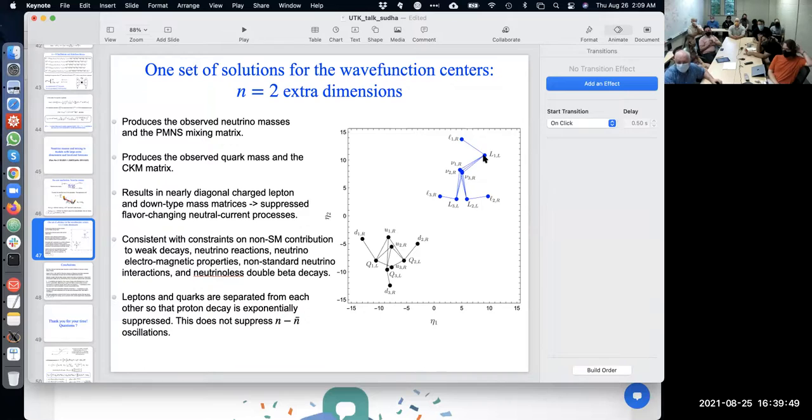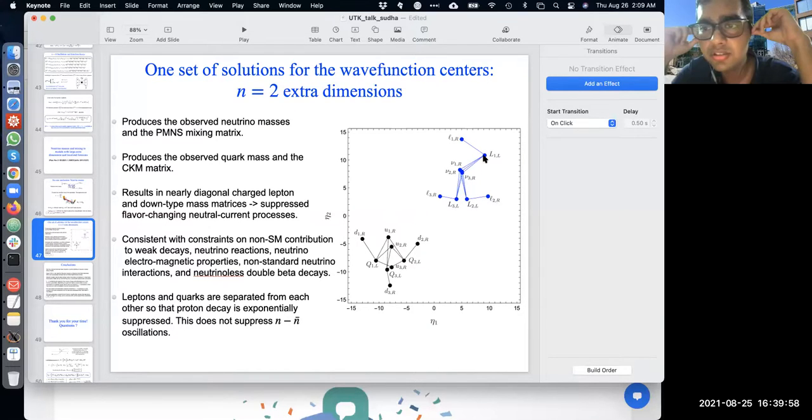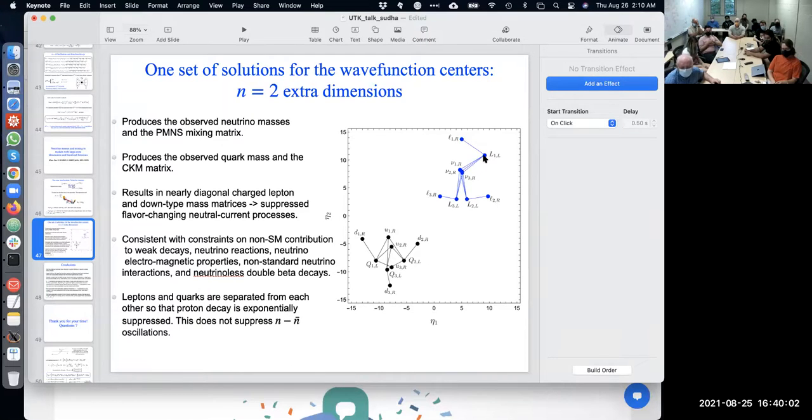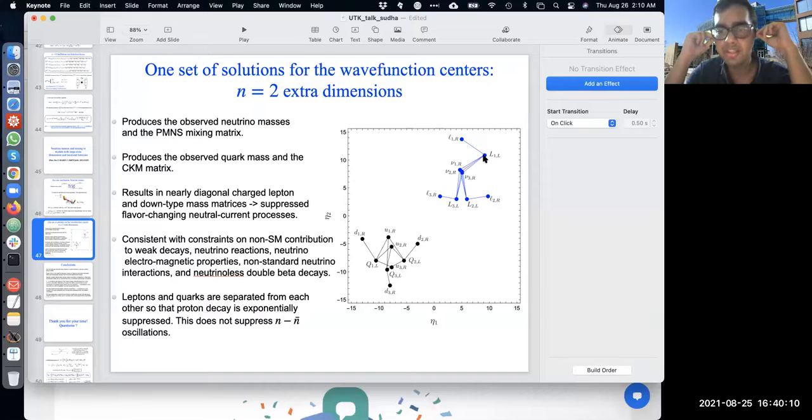Sorry, following your question, blue is lepton and black is quarks, right? And you are saying that the distance between quarks and leptons is larger than within only leptons or only quarks. Yes, the distance between quarks and leptons is chosen to be large to suppress proton decay. That's right.